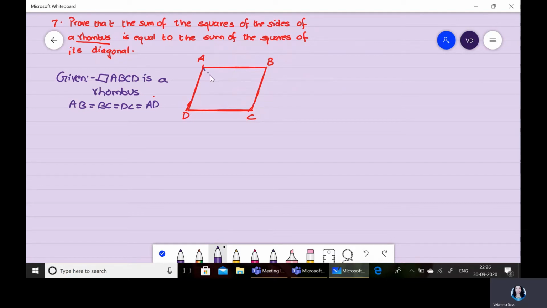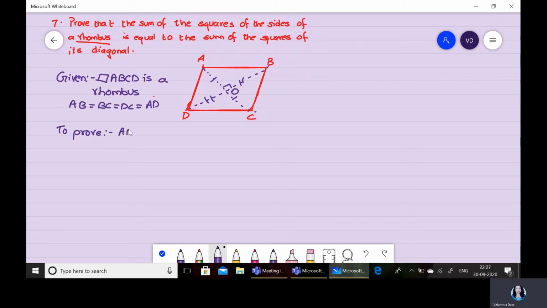So let's draw the diagonals. We have joined diagonal AC and diagonal BD, and let them intersect at O. We also know the property of the diagonals of a rhombus, that they intersect each other at right angles and they bisect each other. So OA and OC are equal, OB and OD are also equal, and they intersect at right angles.